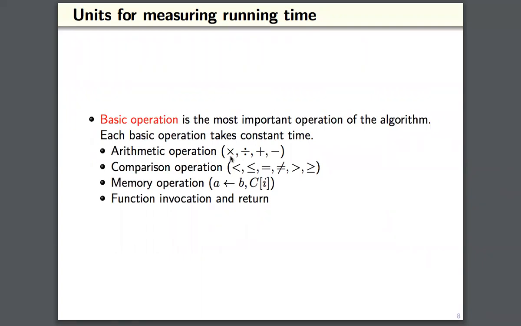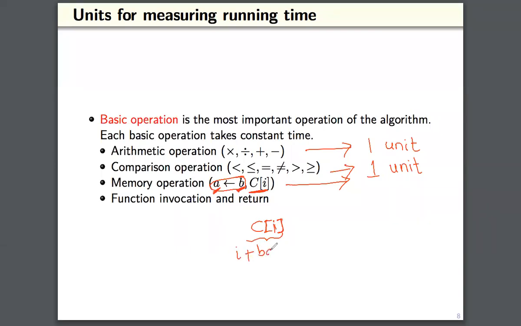Consider multiplication, division, plus, minus: all these are arithmetic operations. You can consider those as taking 1 unit of time for simplicity. Let's also consider that comparison operations take 1 unit of time. And what about assignment? This means the value of B is assigned to variable A. And what about C of I? It has to find the offset I plus the base pointer.